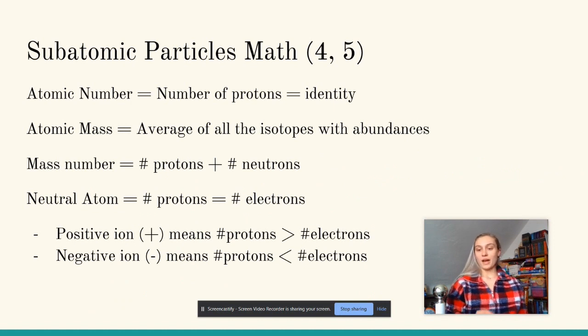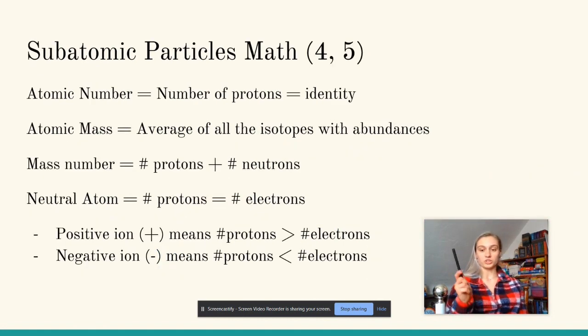So now we're going to go back to a little review about how to do all the subatomic particle math. And I wanted to remind you that the atomic number is the same as the number of protons, and the number of protons is the identity of that atom. Okay? So if I ask you, which I might, what subatomic particle is the identity of the element, you would say protons. Okay? The atomic mass, which I just went over, is the average of all the isotope masses with the abundances. So I just went over that in the last slide.